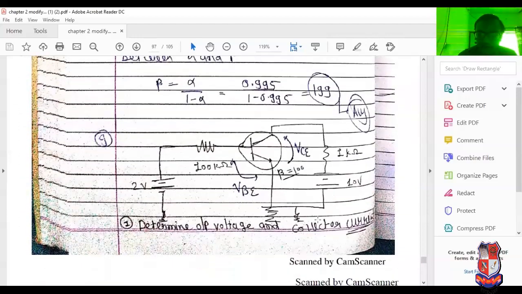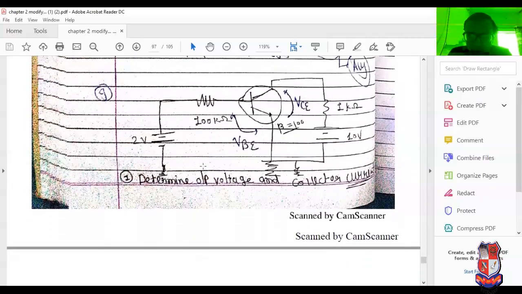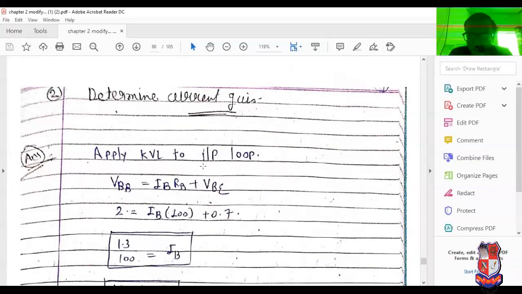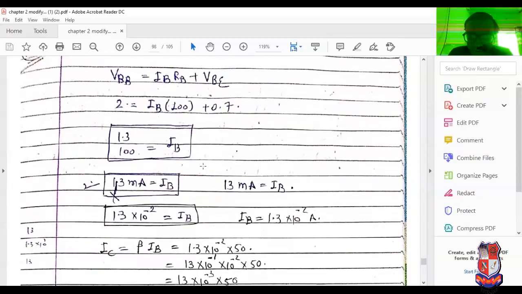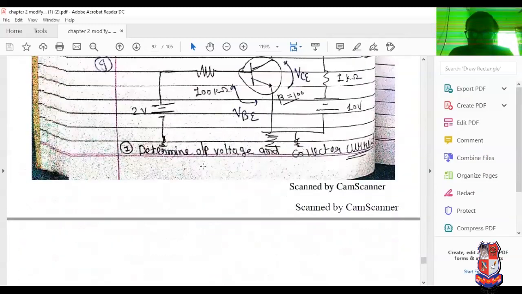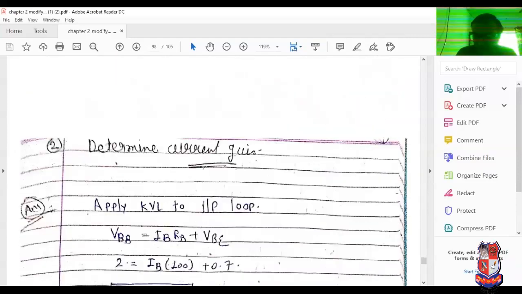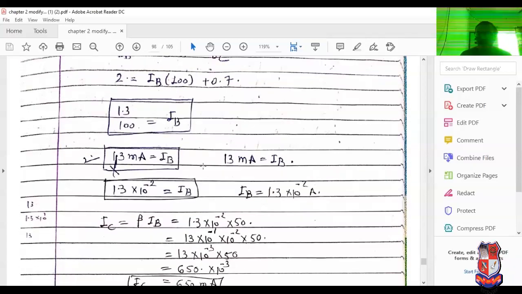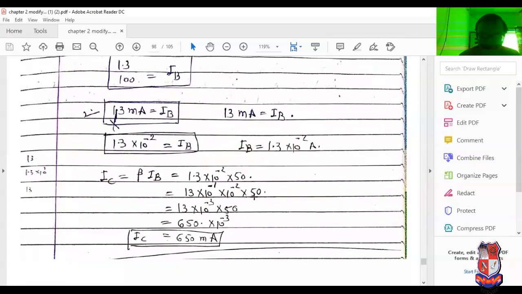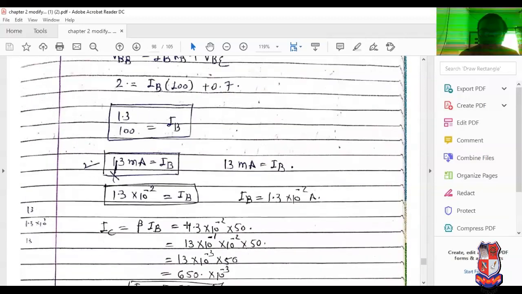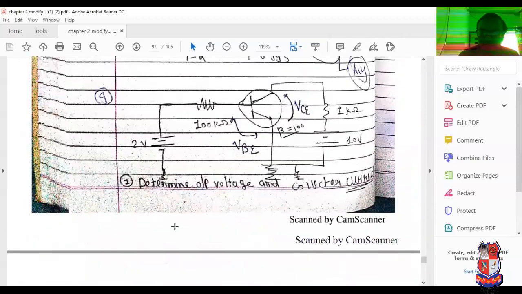See this circuit that is given. Determine output voltage and collector current if beta equal to 100. So VBB equal to IBRB plus VBE. See this is the equation. So here IB equal to 1.3 into 10 raised to minus 2. Put the value of VBB equal to 2 volt and RB equal to 100 kilo ohm. So here we get 1.3 into 10 raised to minus 2 multiplied by 50. So the answer is 650 milliampere collector current. So it is the final answer of collector current, which is 650 milliampere.